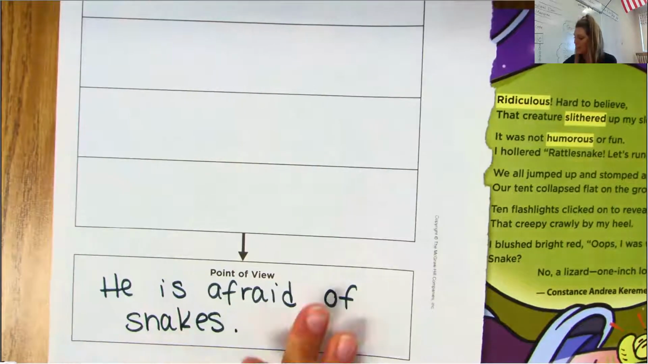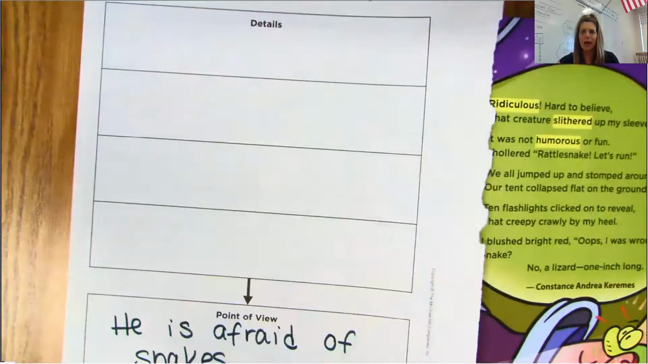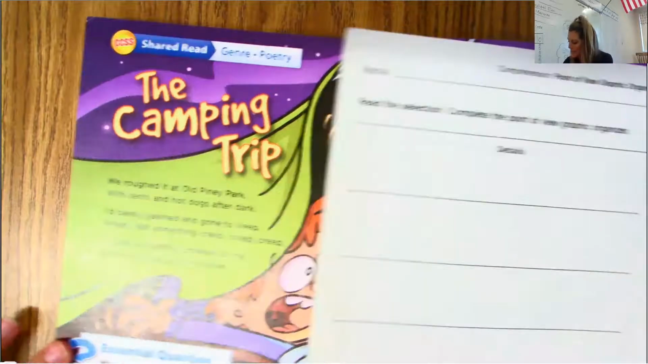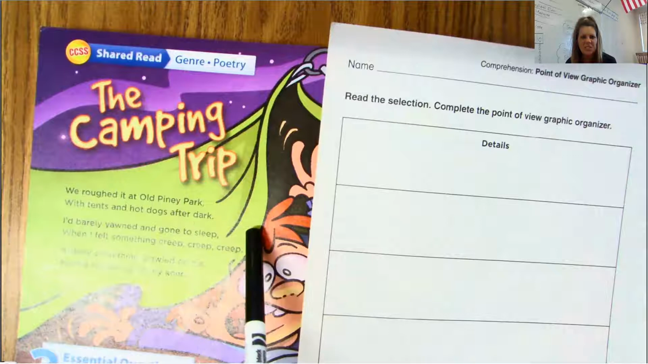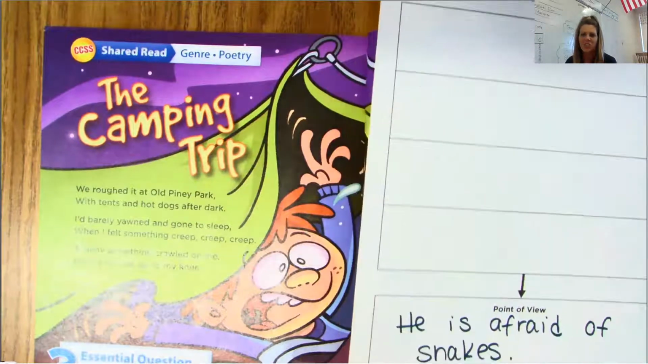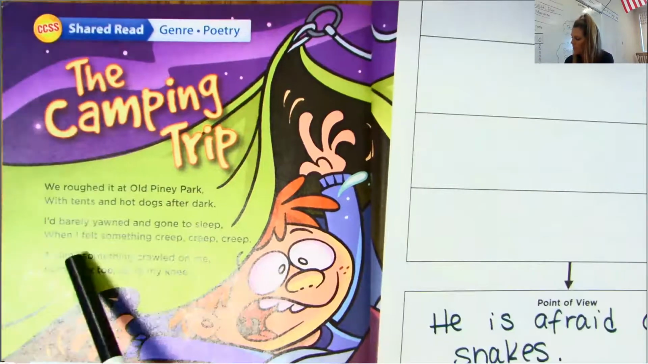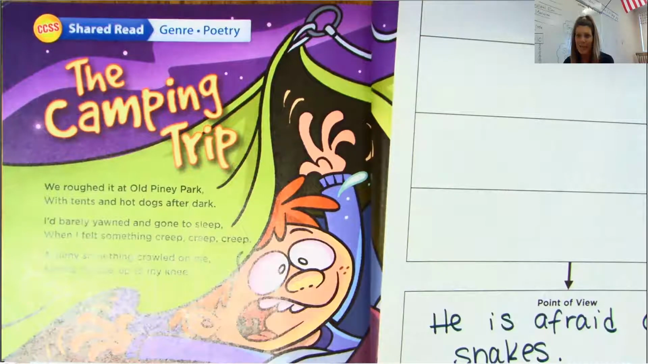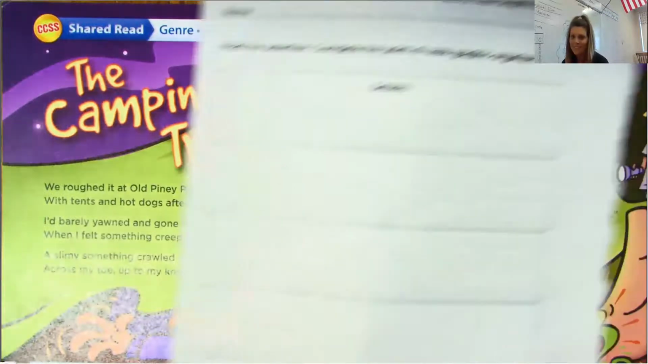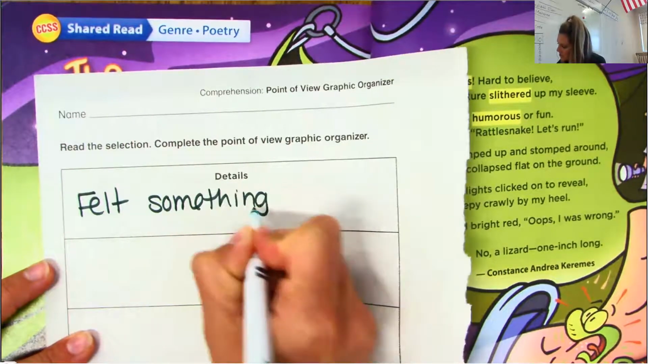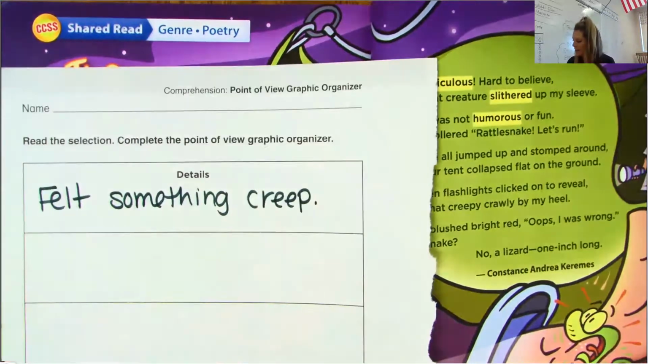So then we have to go back and think about those details that describe how he feels about what he thinks is a snake, but now we know is really a teeny little lizard that looks more frightened than he does. So what were some of those details? If we looked at our first stanza, did you notice any details that talked about him being afraid of snakes? Any thoughts or feelings there? No. Let's read stanza 2. I'd barely yawned and gone to sleep when I felt something creep, creep, creep. Is that a detail? That he felt something creep, creep, creep? Sure. And we could just say felt something creep. Okay, let's see, what else?